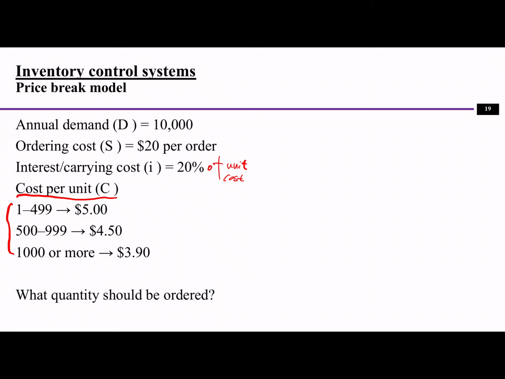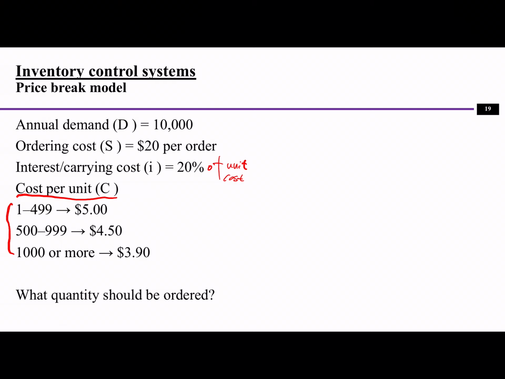So if we order 1 to 499, the cost per unit is $5. If we order 500 to 999, it's $4.5, which is cheaper. If we order 1,000 units or more, it's only $3.9. That's a pretty impressive discount. But we also do not want to hold too much inventory on our shop floor, because we will also lose money on that.